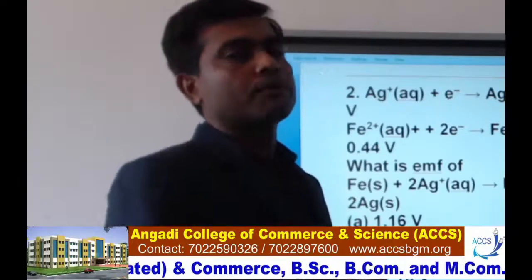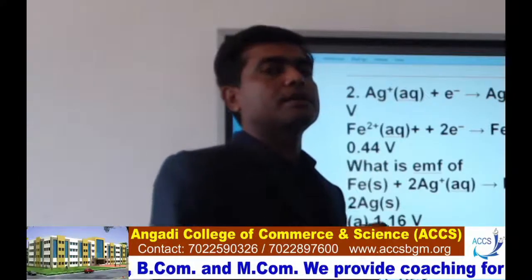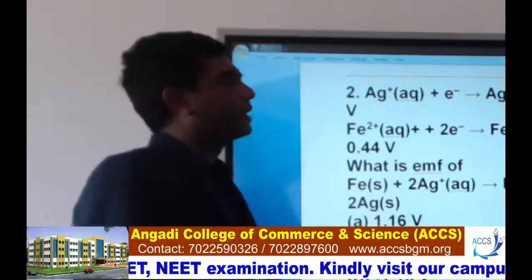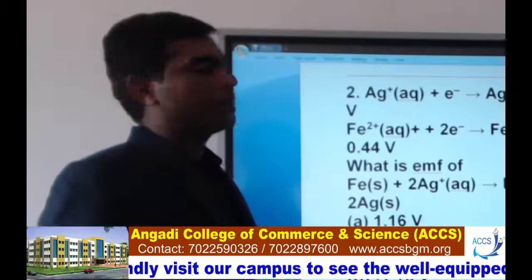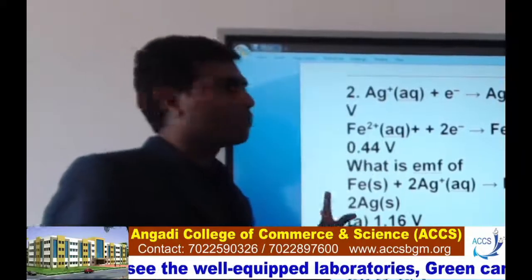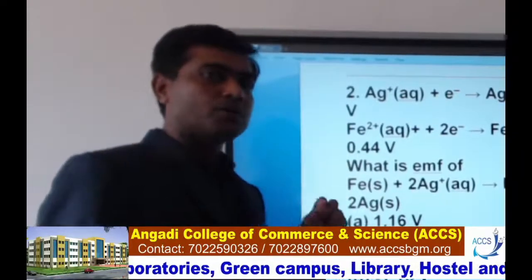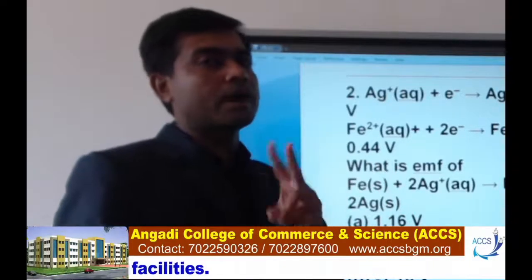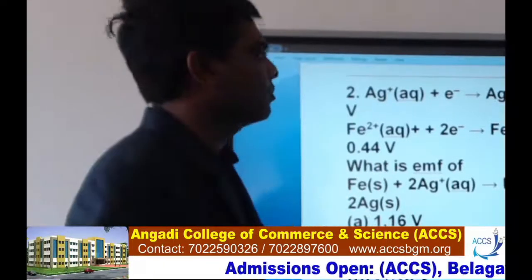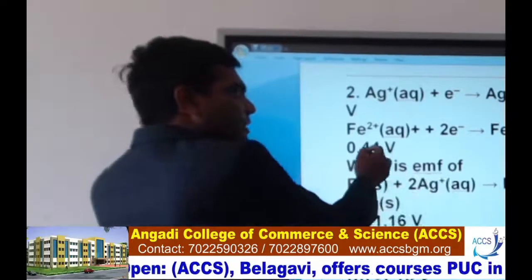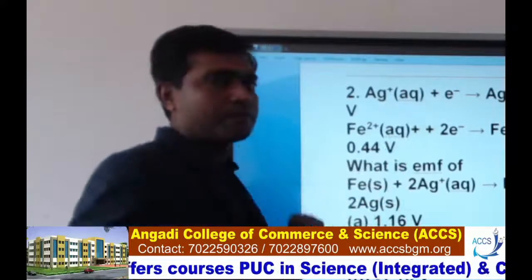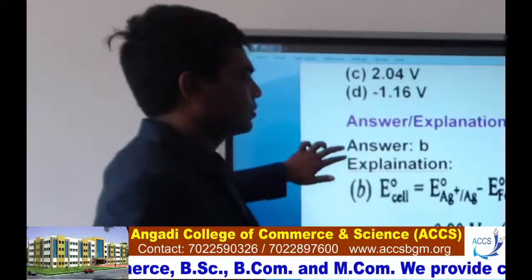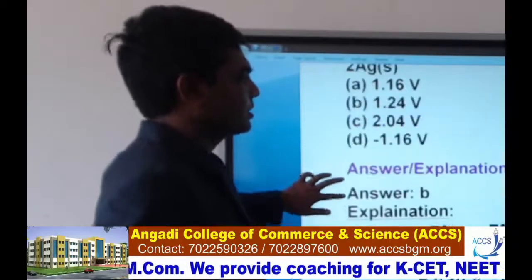We know one formula, that is E cell is equal to E cathode minus E anode. But the one thing you have to remember is, whenever you do the reaction, go for the values. Based on the values, you should first find out which is cathode or anode. Now in this, it is having negative values, it is having positive values. So I have made the solution here only after the question. So the answer is B here.